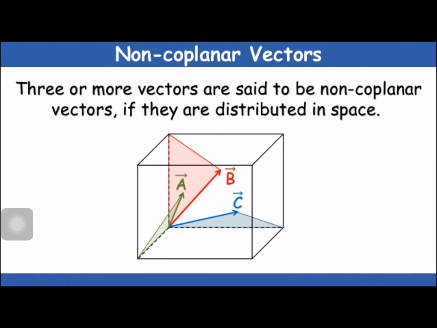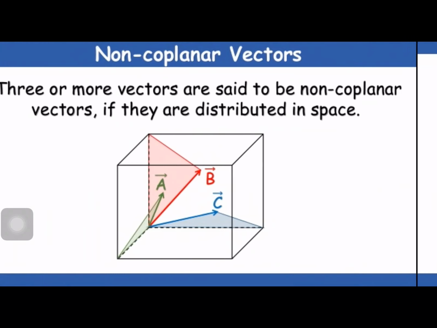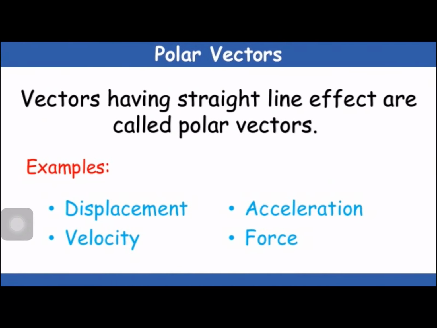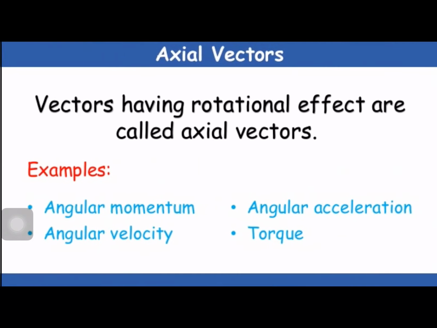Non-coplanar vector. Coplanar vector means what? They lie in the same plane. Suppose the vectors do not lie in the same plane, or in other words, we can tell that they are distributed in space. That is called a non-coplanar vector. And then types of vector on the basis of effects. On the basis of effect, you can classify into two types. One is polar vector, another one is axial vector.